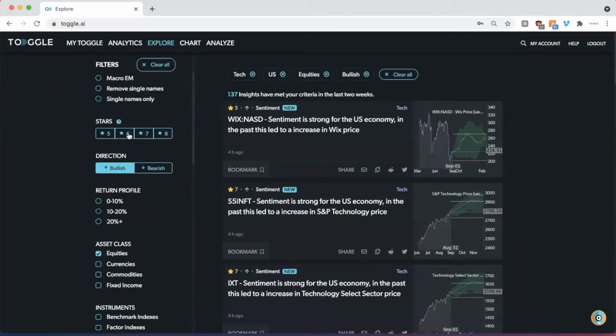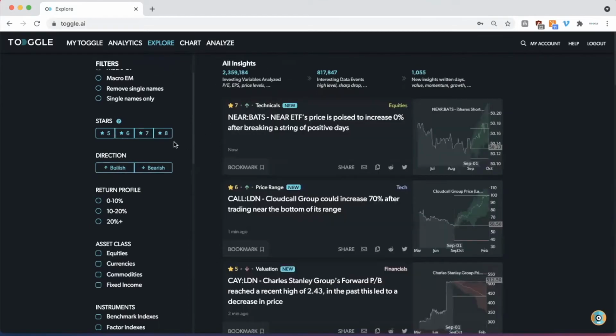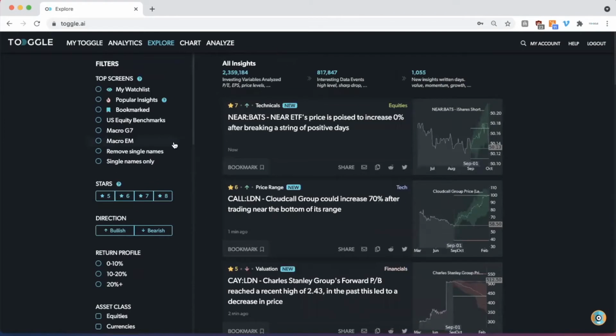Let's take that last star out because we can expand our range of insights. And you can see that over the last 2 weeks, there are 137 insights that have met our criteria. The criteria is tech, US equities in the tech market, and we're looking for a bullish insight. So that's point one, idea generation. If you're trying to look for different trade ideas, you can do that right here based on a specific criteria or your investment style.